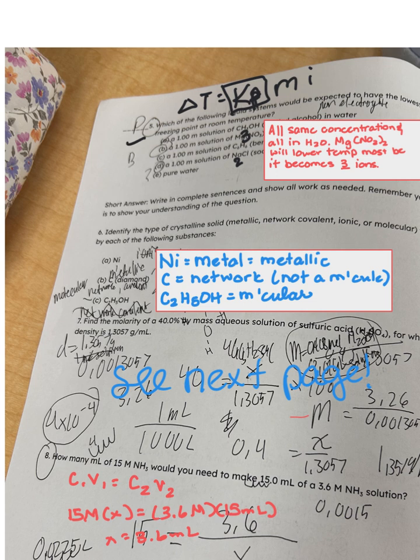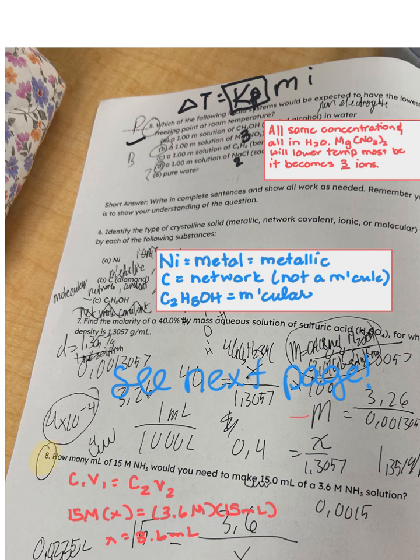Now, find the molality of a 40% by mass aqueous solution of sulfuric acid for which the density is given. Okay, you need both of those pieces of information. So I had to do this on a whole other page because, of course, your scribbles, I can't follow your math anyways. I never could.